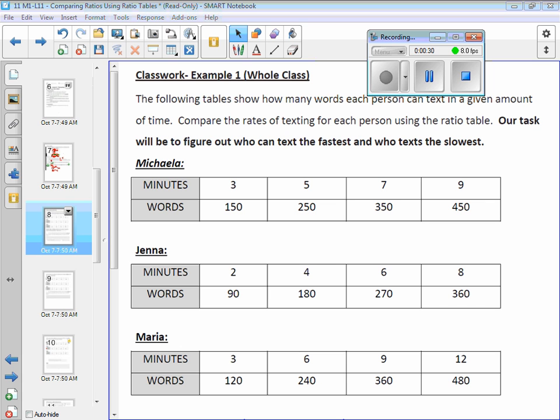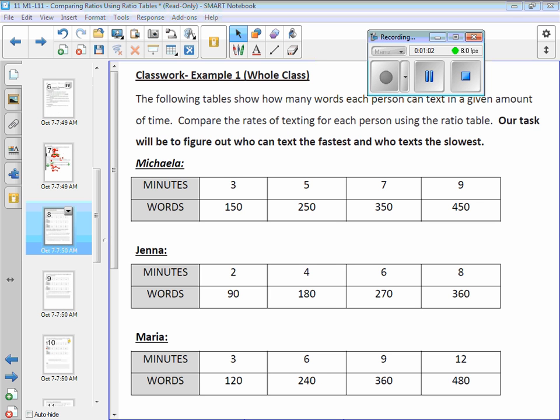Who texts the fastest, who texts the slowest, right? If I automatically say, oh, well, let me look at Maria. Maria has 480 words, so she must text the fastest. Is that a correct claim, yes or no? No. How come? Sal? Good point. Yeah, she's got the most amount of words, but it also took her the longest. So what we need to do is we have to try to see if we can match up ratios.